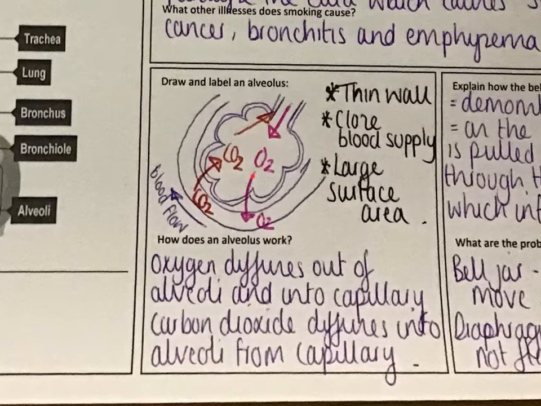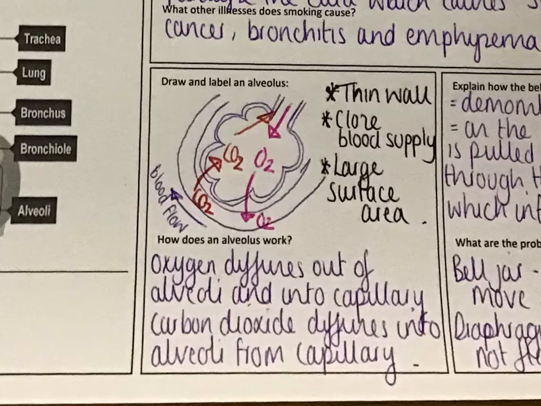So what happens then? Oxygen will diffuse into the capillary. The reason for that, if you remember what diffusion is, is the movement of particles from high concentration to low concentration. So we've got a lot of oxygen inside the alveoli, not a lot inside our capillary because it's full of carbon dioxide, so the oxygen diffuses into the capillary. At the same time, as our capillary is saturated with carbon dioxide and our alveoli has got more oxygen, carbon dioxide will diffuse out of our capillary and into our alveoli. When we breathe out, our carbon dioxide will leave.